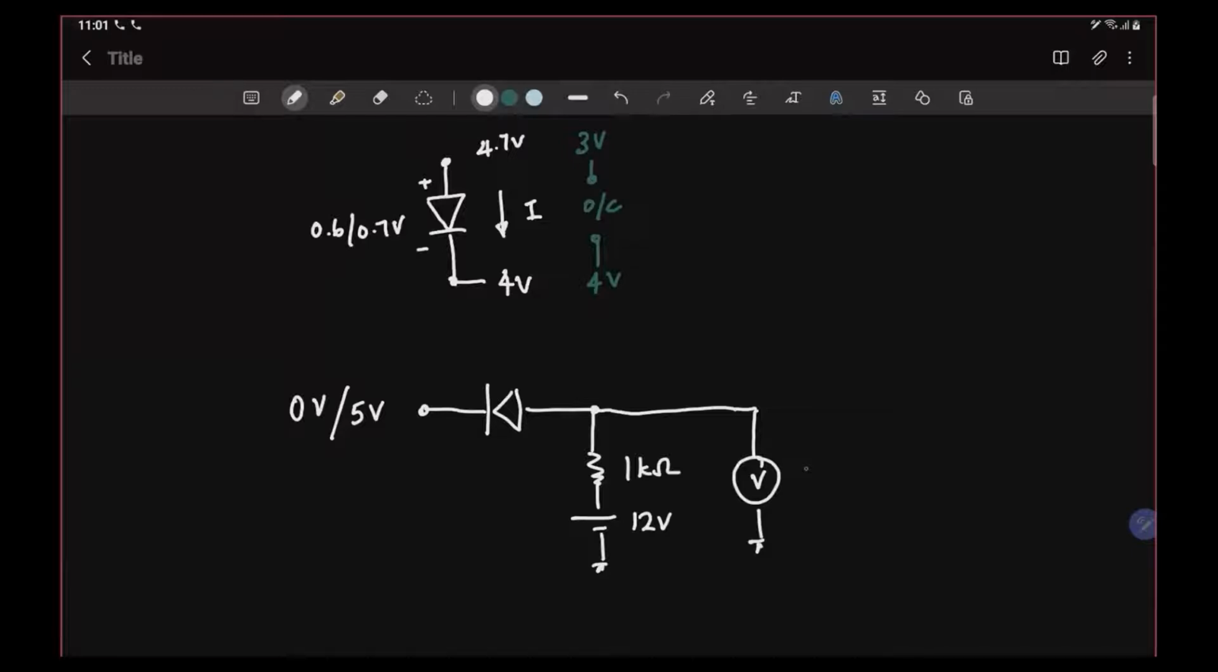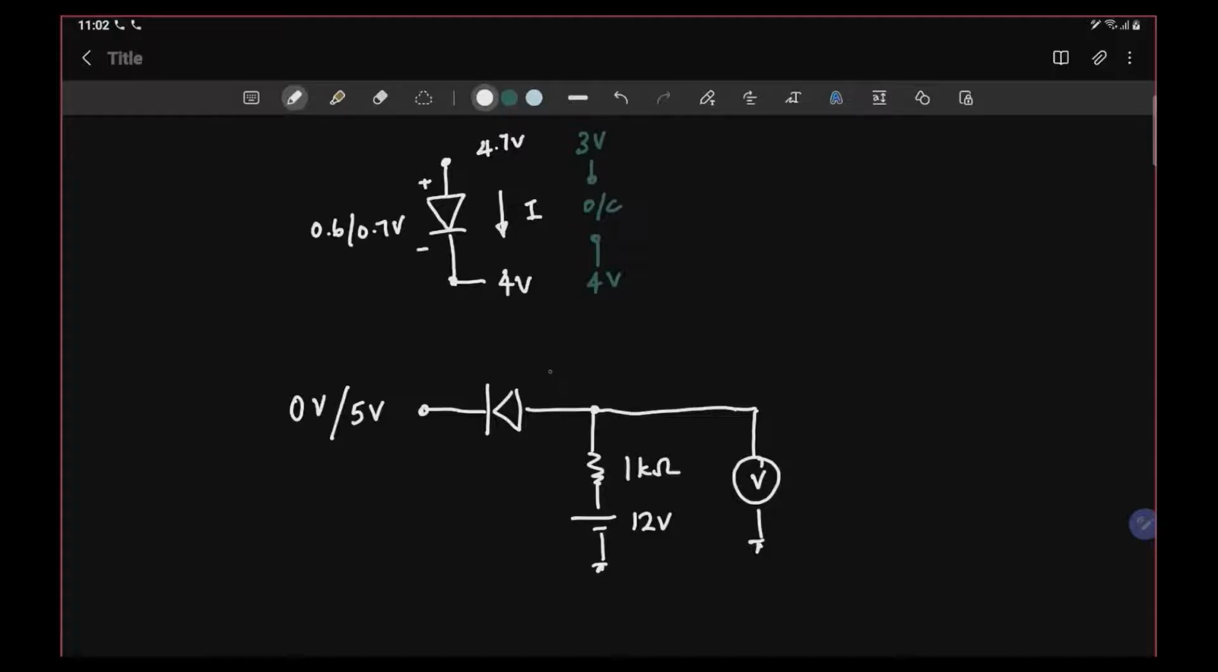For simulations, we're going to put a voltmeter here to measure the voltage. Okay, so I'm just looking at one branch of that. In your circuit, you have 3 diodes in parallel. So I will discuss how this operates here.